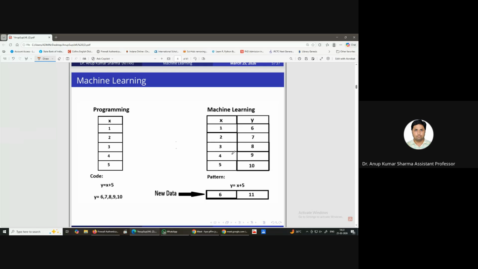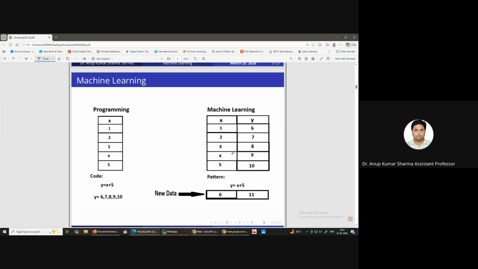Next, moving to machine learning. In machine learning, we have both X and Y data. It will discover the pattern, what pattern is going on, so that the next value can come. The pattern here is y is equal to x plus 5. It is discovered by the machine learning model.